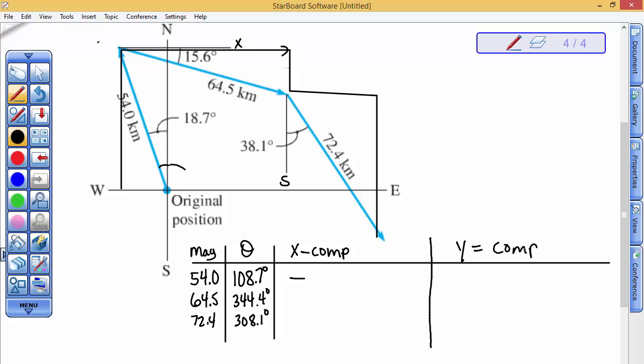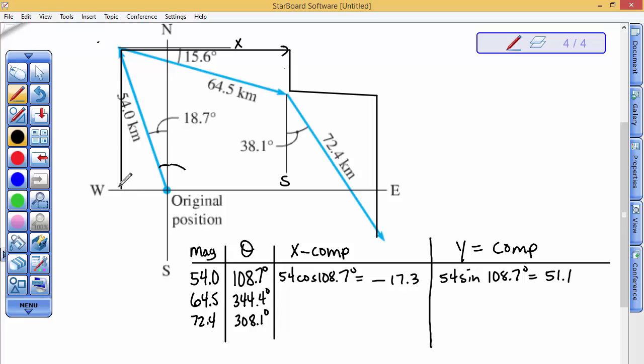So again, you're taking 54 times the cosine of 108.7 degrees, and you should get a negative 17.3. And then you'll take 54 times the sine of the 108.7 degrees. By putting these in standard position, you can always get the proper sign, 51.1. So again, this is a negative 17 and this is a positive 51.